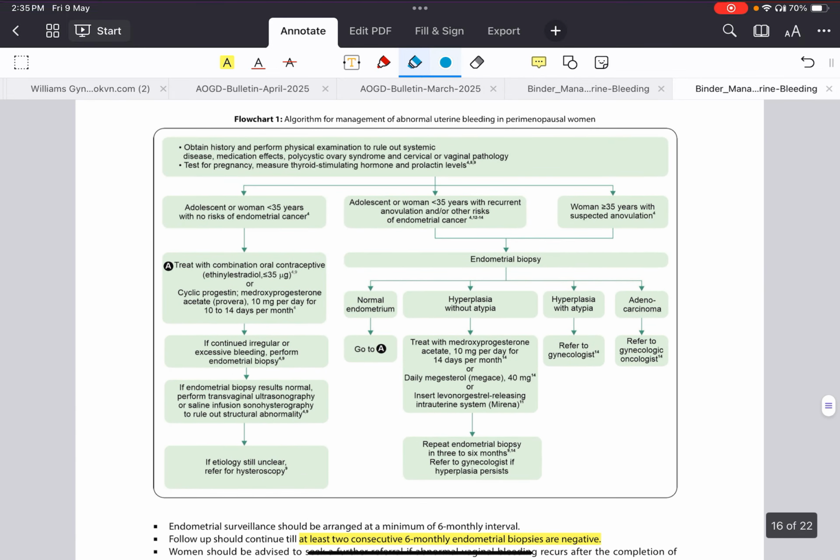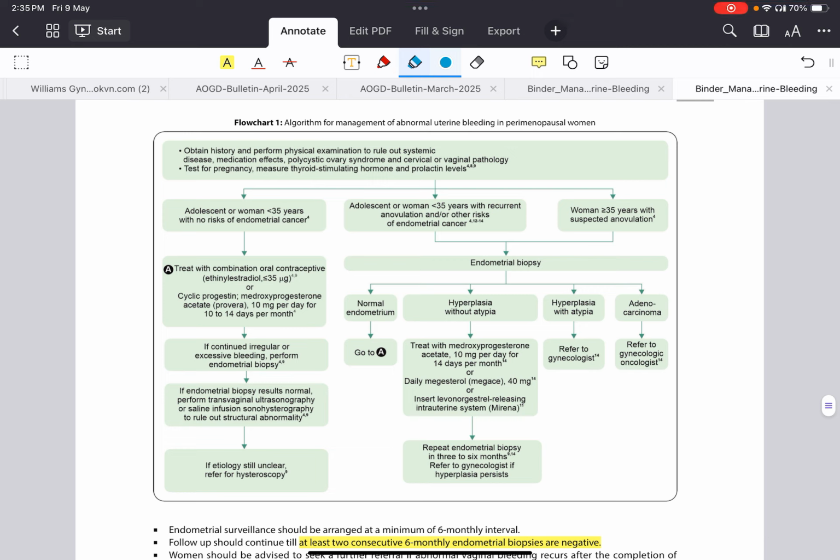Remember this. If a perimenopausal woman comes with abnormal uterine bleeding, you will ask history, since how many days she has been bleeding, you'll do physical examination, ask about any medications she took, PCOS features, cervical vaginal pathology. You should see if there is any lesion on the cervix, because then also she'll bleed. Those things. And you should test for pregnancy, thyroid hormone and prolactin levels.